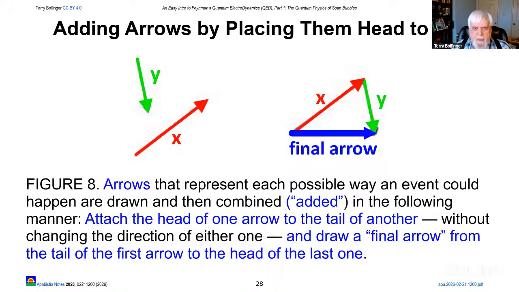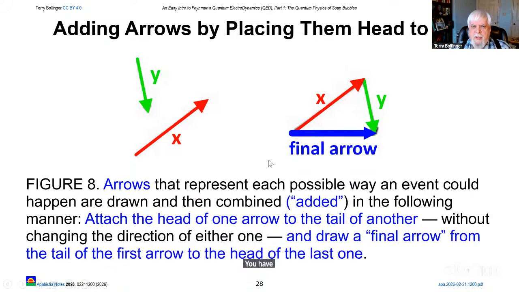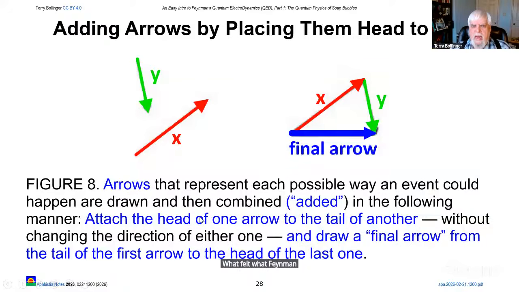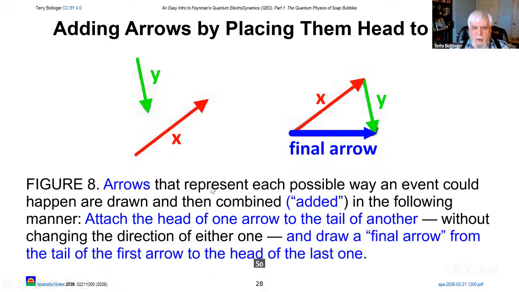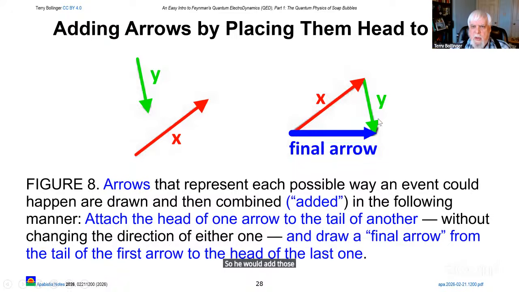Feynman added another rule to these little arrows. Remember I said that there were 2 different things going on with that photon going through the glass. You have the first reflection on the first surface, and you have the second reflection on the second surface. What Feynman said was, well, each of those has one of these probabilities attached to it, which you can actually measure. So there's a probability of the photon reflecting from the bottom. There's a probability of the photon reflecting from the top. So he would add those and come up with a final arrow.